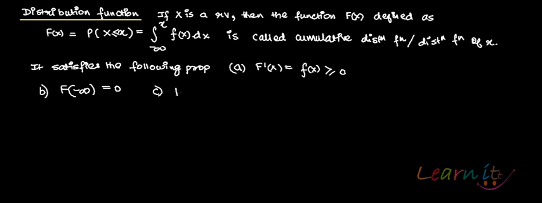C is F(infinity), the integral from minus infinity to infinity of f(x) dx, would be equal to 1. What you do is that if you integrate it over the entire interval, or you are trying to find the value of the cumulative function at the upper end, then this will be the sum of all the probabilities from the lower end to the upper end, and this sum should be equal to 1.